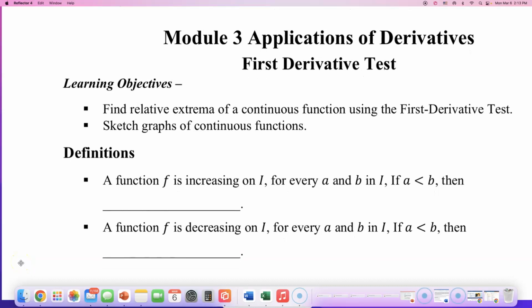We're learning about the first derivative test in this section. Two learning objectives. The first is to find relative extrema, relative minimum or maximum of a continuous function using this test called the first derivative test. We will have to find the derivative and use that to find relative maximum or minimum in this section. After that, we'll sketch graphs of these continuous functions.